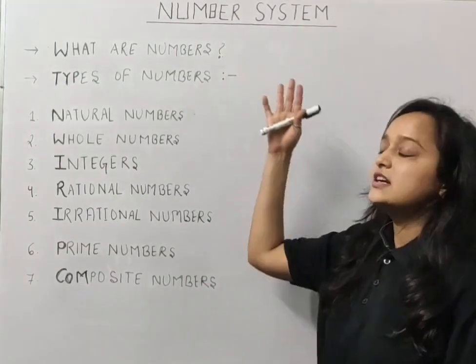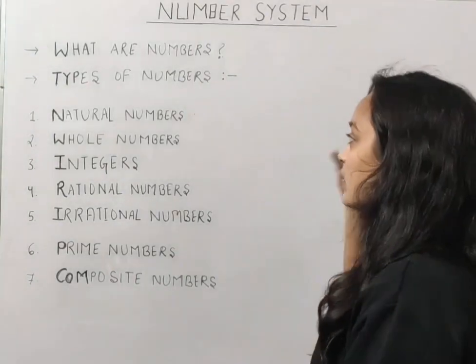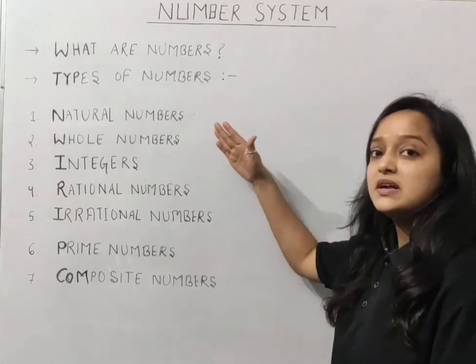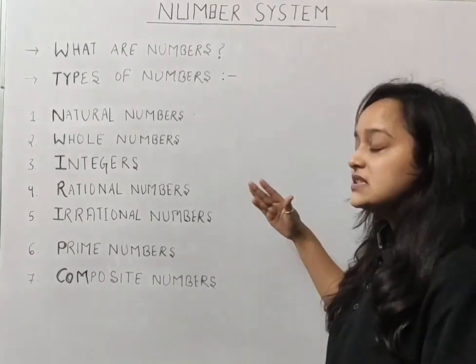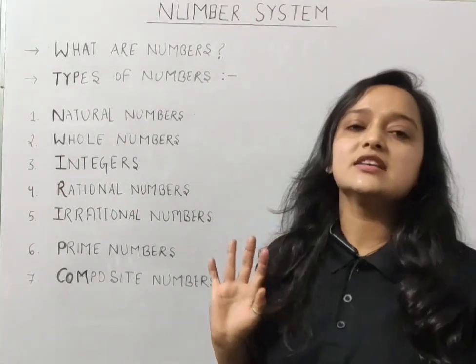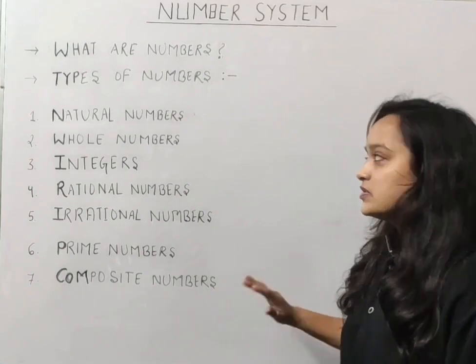Let us discuss the types of numbers. So now, what are the types of numbers? Natural numbers, whole numbers, integers, rational numbers, irrational numbers, prime numbers and composite numbers. So in this class we will discuss up to the composite numbers.